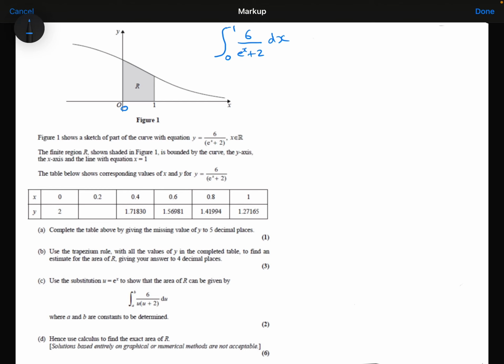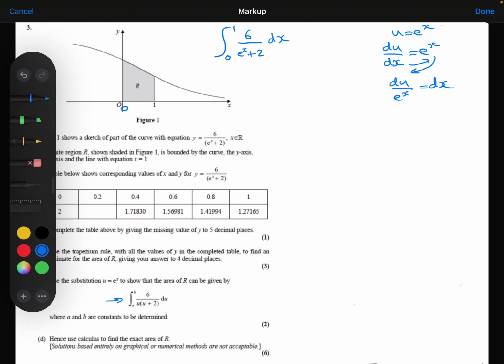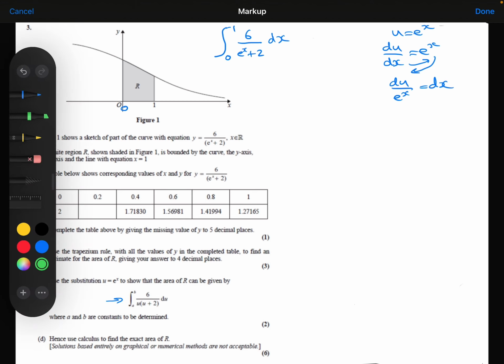Now let's do the substitution technique to show that it's going to be given by that. So we take my substitution, u equals e to the power x, and differentiate that. So du by dx is equal to e to the power x. Now make the dx the subject, so move this up here and move this down there. I find that the dx can be replaced with du over e to the power x. So this is going to get replaced with this.